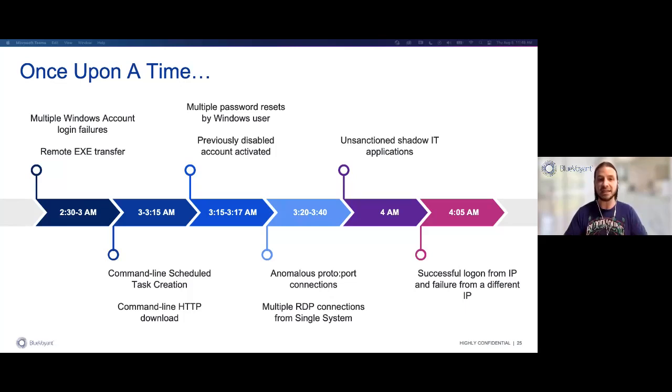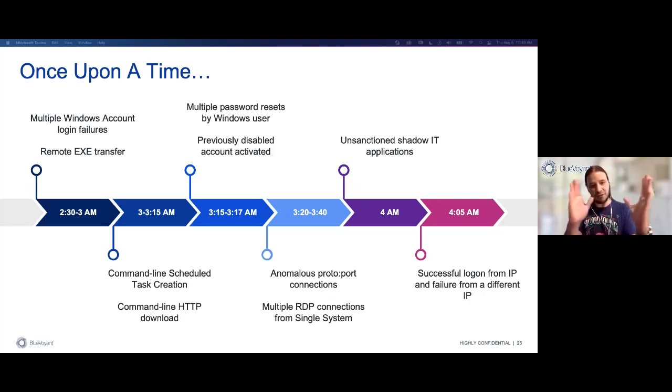An analyst is looking at this saying, my confidence in this being benign is now about 2 to 3%, right? We have a lot of very interesting events taking place here. We have hunting rules that were specifically defined to catch malware. And now that we've combined it with RBA over time, we see somebody transferred an executable after trying and failing to log in. They created scheduled tasks. They downloaded something via HTTP, via the command line. They reset passwords, so on and so forth.